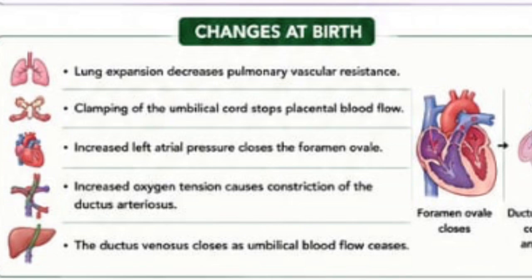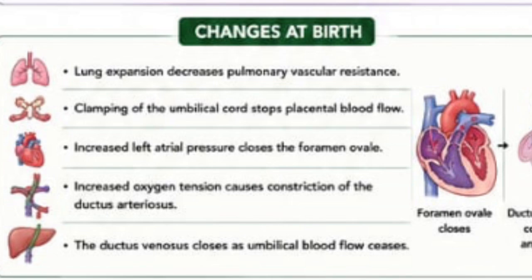What happens next? Clamping the umbilical cord. If you clamp the umbilical cord, blood supply to the placenta will go. The three stages of labor are what? Dilation of the cervix, delivery of the baby, and delivery of the placenta. Before they deliver the placenta, they have to clamp the umbilical cord. If they clamp the umbilical cord, the placenta will not see blood and it will start dying.